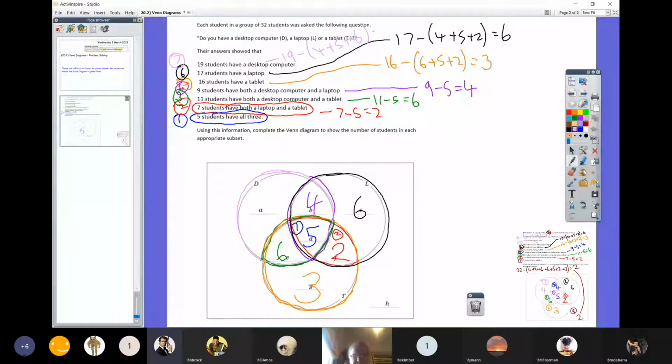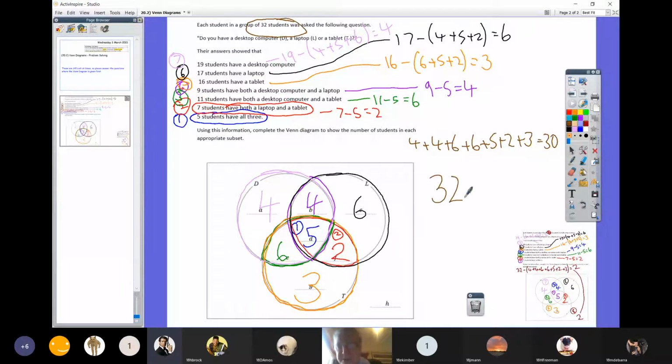So there's a whole bunch of kids there. Now, if I add up all the kids in there, I've got a 4, 4, 6, a 5, a 2, a 6, and a 3. I'll do that over here: 4, add 6, add 6, add 5, add 2, add 3. That all equals 30. So far, I've accounted for 30 kids. The question at the top tells me there are 32 students in total. So 32 take away 30 equals 2. So 2 kids don't have anything whatsoever.